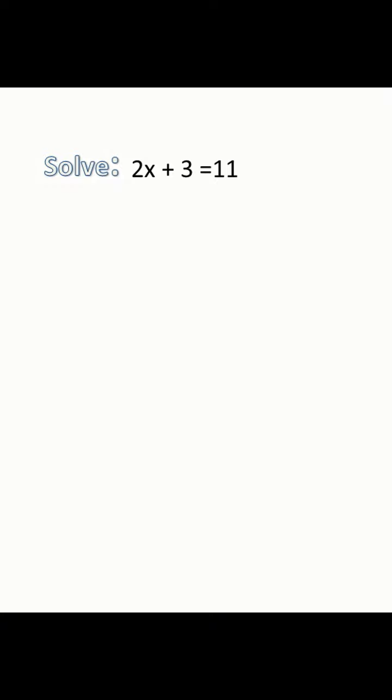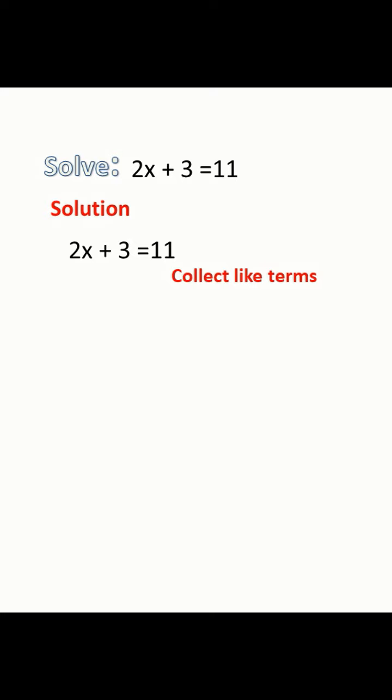Solve 2x plus 3 equals 11. So before we start solving, let's write the equation out. We have 2x plus 3 equals 11. The best way to approach this is to collect like terms first. And what do I mean by like terms?